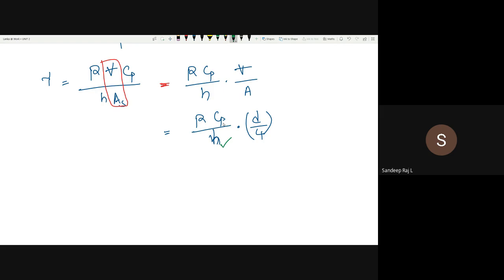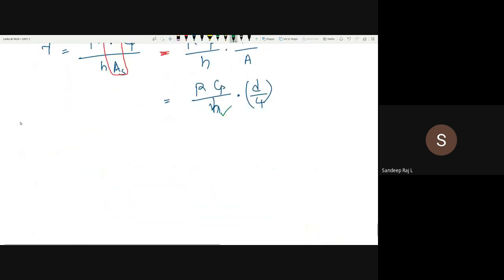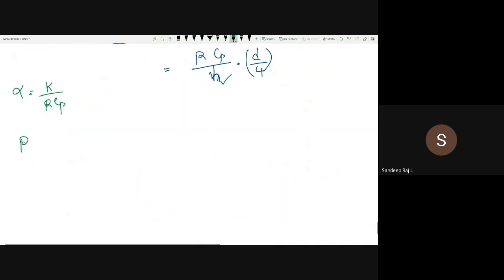For that, you must be using this alpha. You must know the formula for alpha. Alpha is equal to K by rho Cp. Here in the problem, you know what K is and what alpha is, because K is given and alpha is also given. So what you can write from this is rho Cp is equal to K by alpha. So this will be K by alpha into D by 4. So simply you can get what is tau C now.